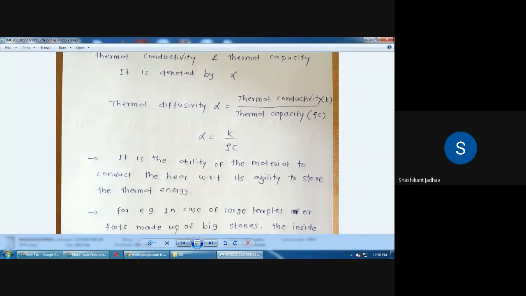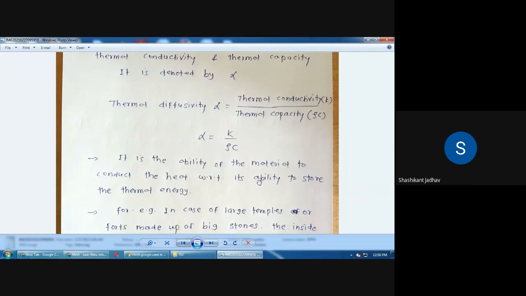So what is another definition? It is the ability of the material to conduct heat with respect to its ability to store thermal energy. So we are comparing whether heat is more conducted or heat is more stored. That comparison we understand by using the concept of thermal diffusivity.